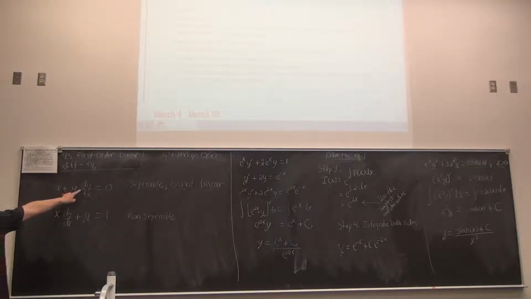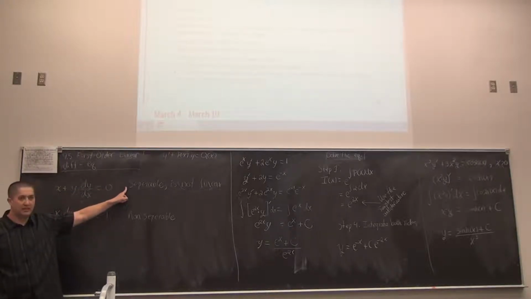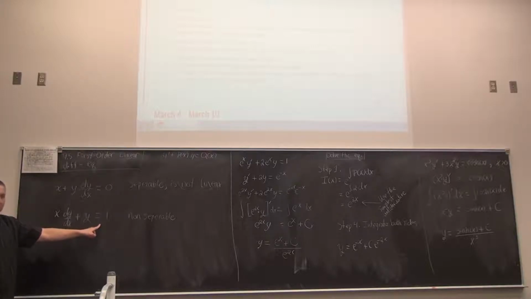If you take a function times its derivative, and we're solving for that function, then we're square in the separable end. This one, however, is non-separable. Anyone see why this one would be non-separable versus this one?